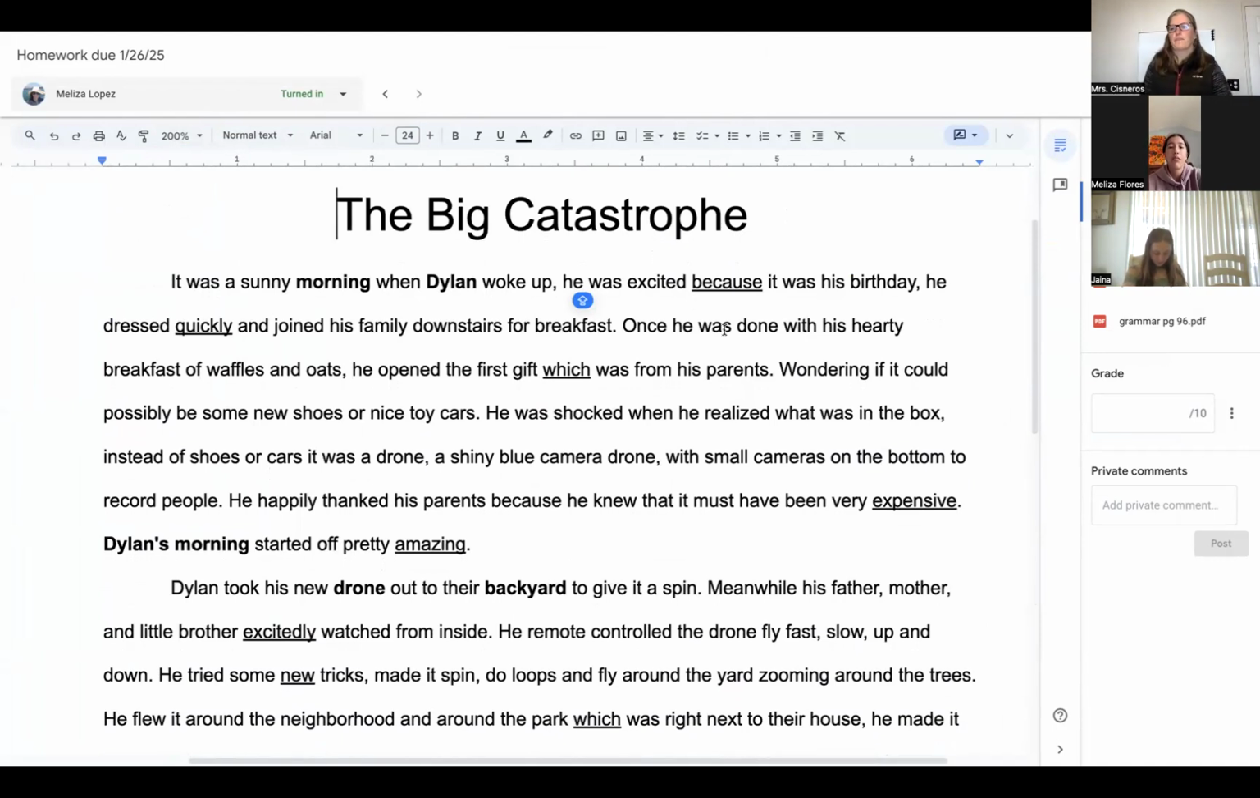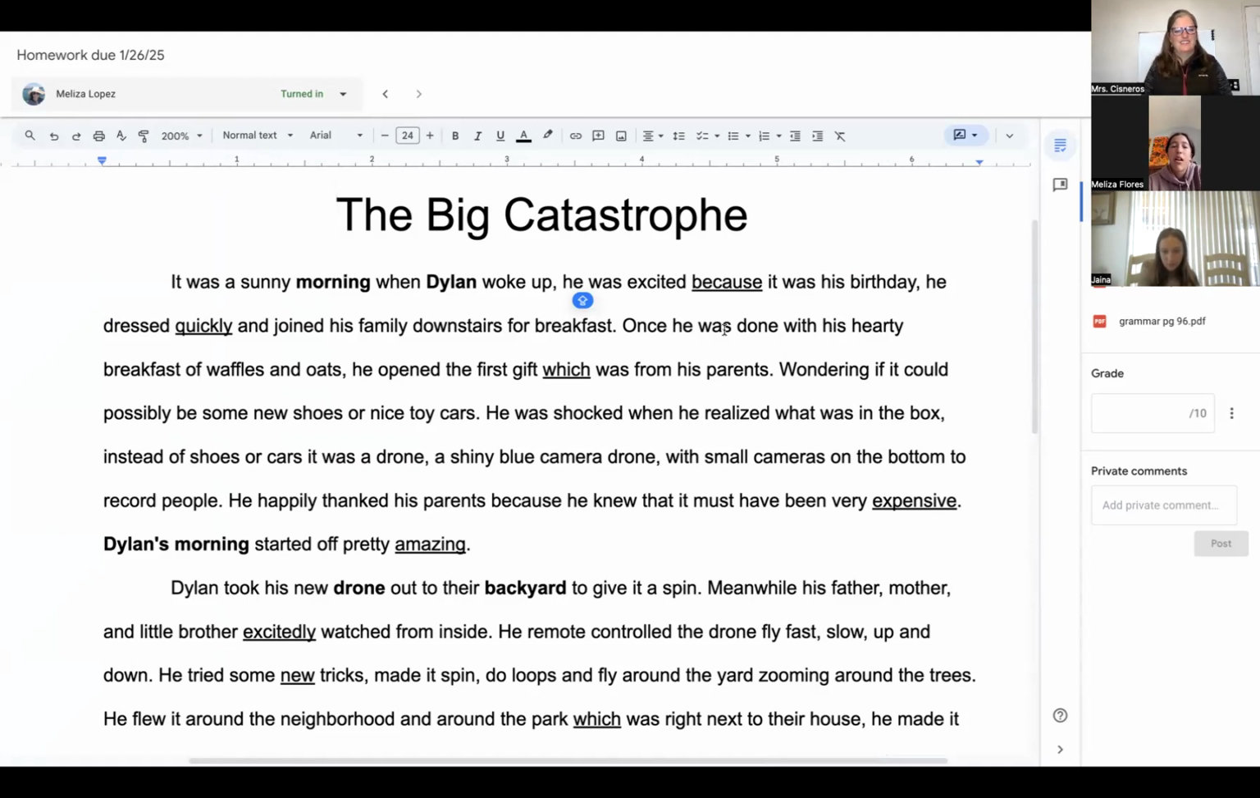It was a sunny morning when Dylan woke up. He was excited because it was his birthday. He dressed quickly and joined his family downstairs for breakfast. Once he was done with his hearty breakfast of waffles and oats, he opened his first gift, which was from his parents. Wondering if it could possibly be some new shoes or nice toy cars, he was shocked when he realized what was in the box.